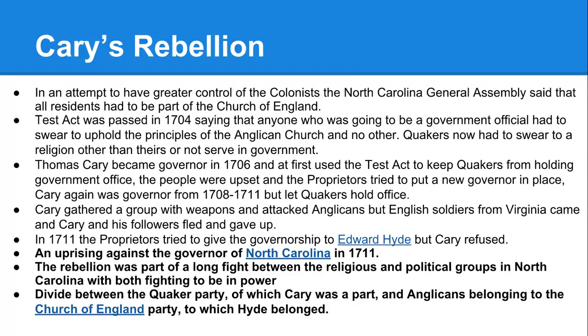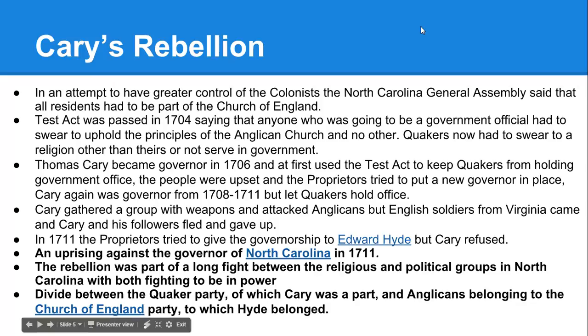So Carey gathers a group with weapons and they attack the Anglicans. They attack the people from the Church of England. But English soldiers who are stationed in Virginia come down to North Carolina. They're organized, better weapons, better trained. Carey and his followers run away and give up, basically. This was in 1711, when the proprietors tried to force Carey to give up the governorship and install a man named Edward Hyde.